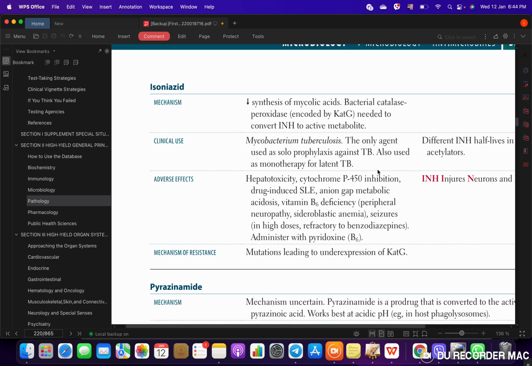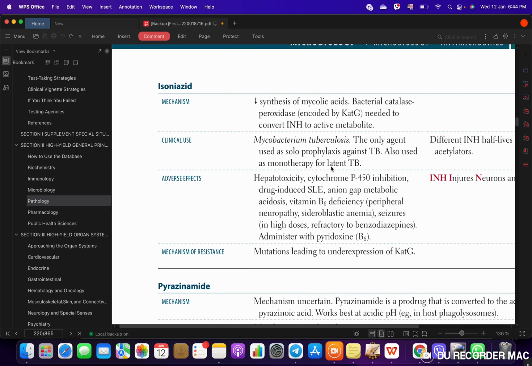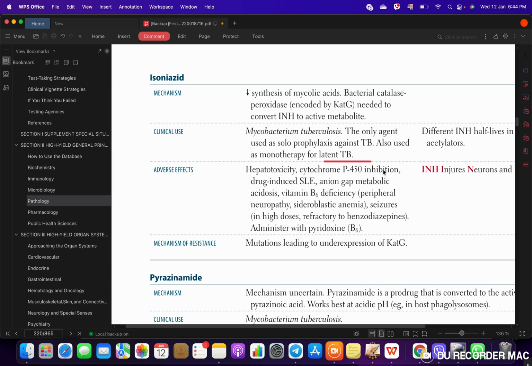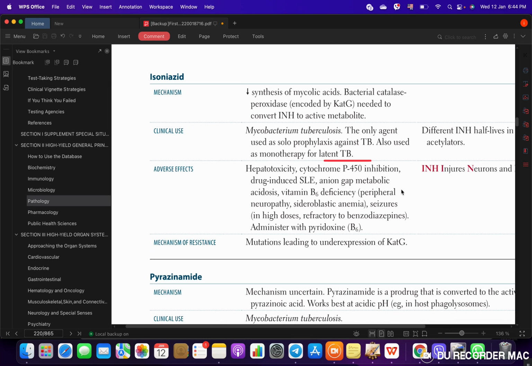Okay? So, guys, what is the definition of latent TB? Let me tell you. If someone has, this is important, make a note about this. Latent TB is someone with a positive skin test and a negative chest x-ray. Okay? So, negative chest x-ray and positive skin test, that's latent TB.